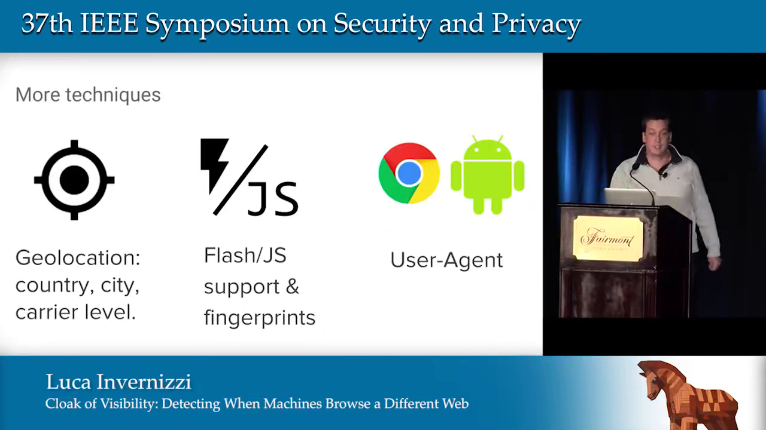There are more techniques I'm not going to talk about, essentially geolocation at the city, country, and carrier level, JavaScript redirections, and user agent, which is not used that much anymore. It's more very broad checks on whether the user agent string contains Google or Bing or something like that.